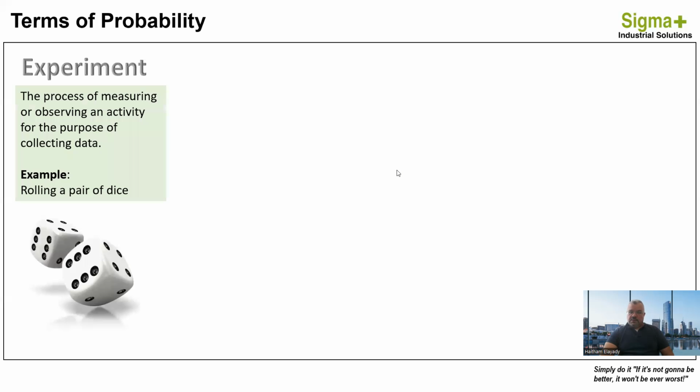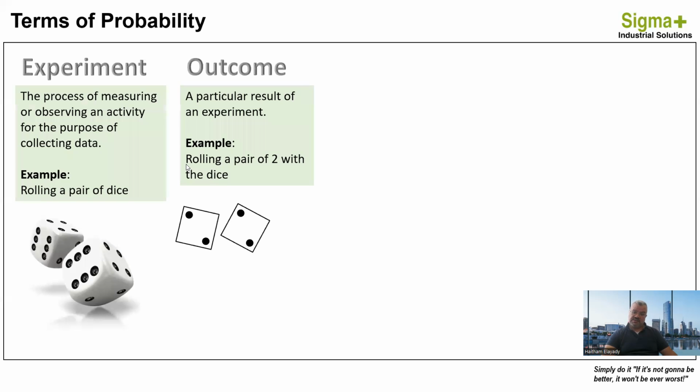Terms of probability. The first term is the experiment. The experiment is the process of measuring or observing an activity for the purpose of collecting data. You're doing an experiment because there is a certain result of that study that you want to conclude. A simple example: rolling a pair of dice. The outcome is the particular result of that experiment. What is the result that you have found? As an example, rolling a pair of 2s with the dice.